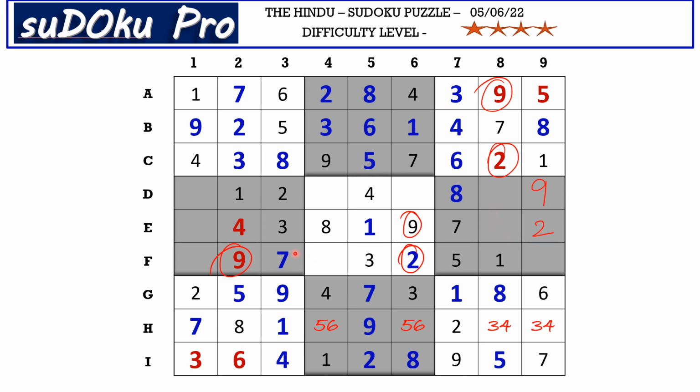There is a 3 here in E row and a 3 here in F row blocking these 2 cells. So 3 goes here in D8. Now the missing numbers are 4 and 6. There is a 6 blocking this cell. So F9 takes 4 and E8 takes 6.